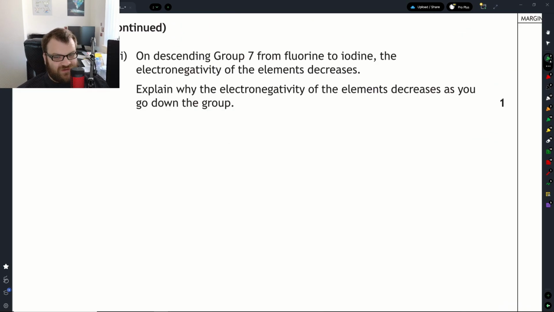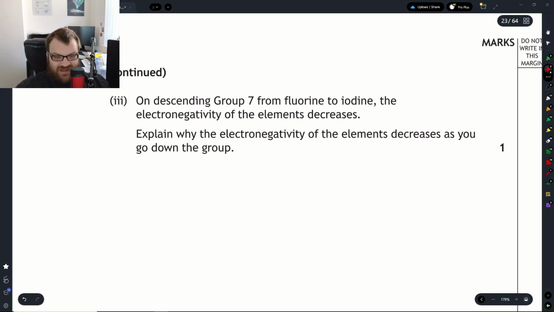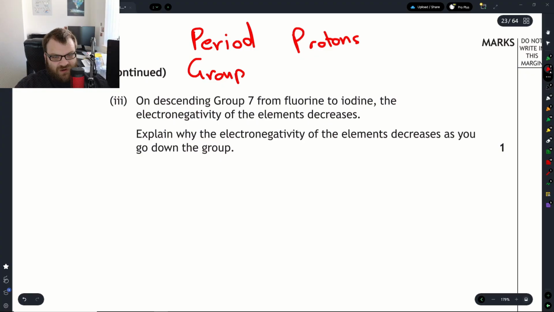In this question, we're asked to explain why the electronegativity of elements decreases as you go down a group. As I said previously in one of the other questions, we're talking about ones in the same period. We're talking about protons. If you're going down the group, we should be talking about electron shells.